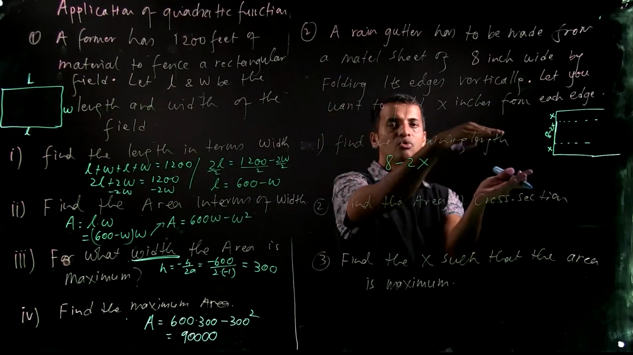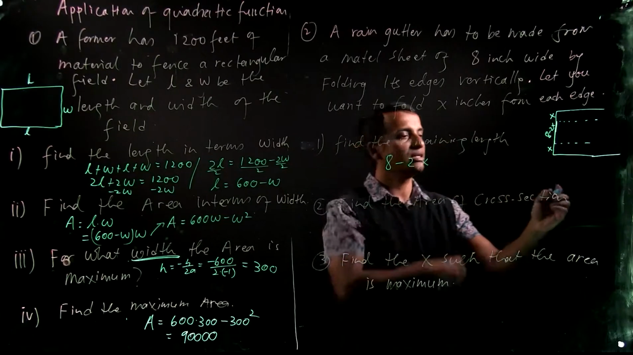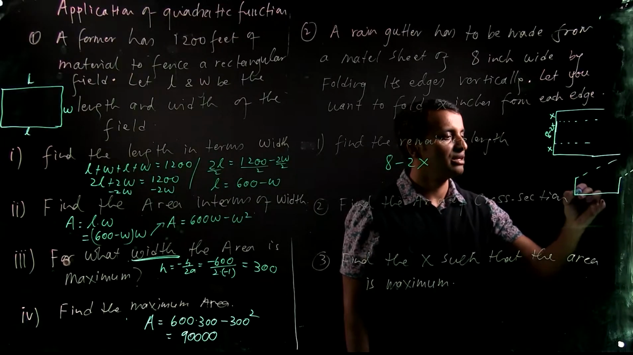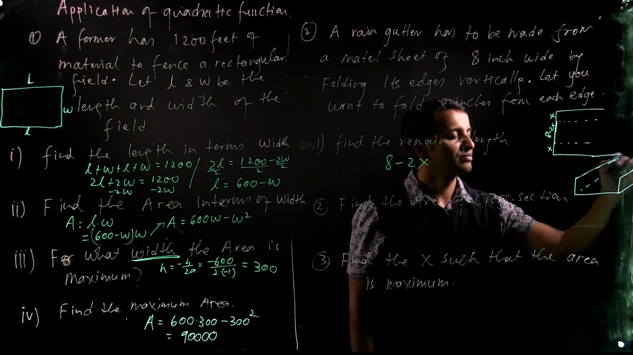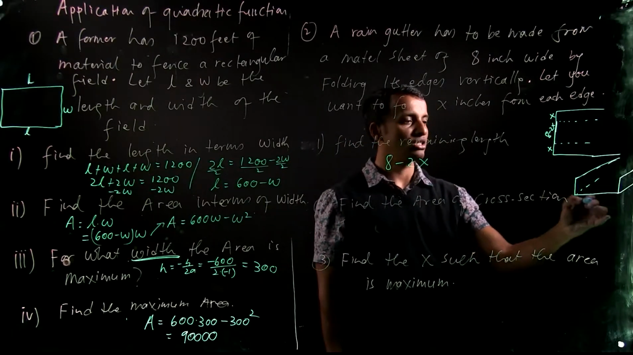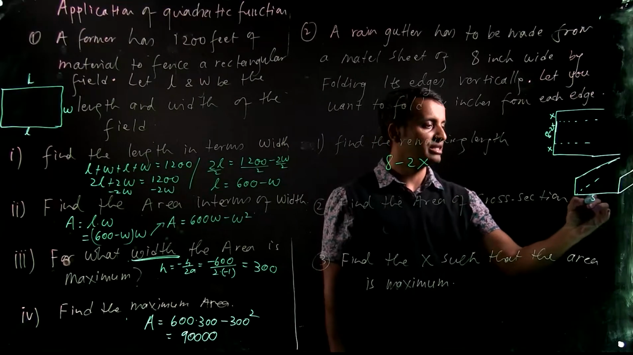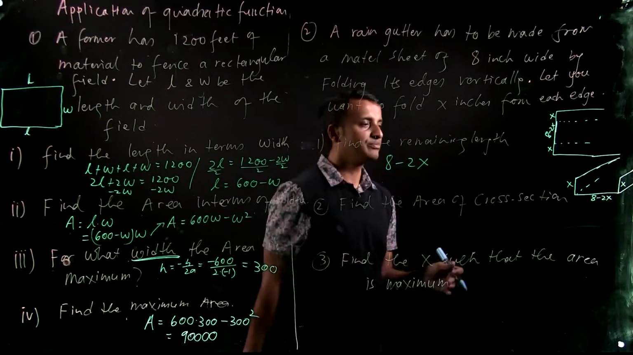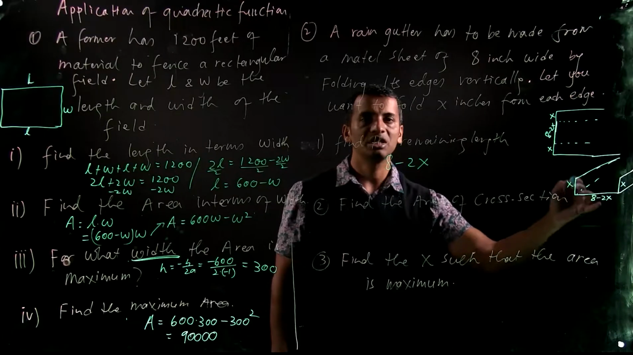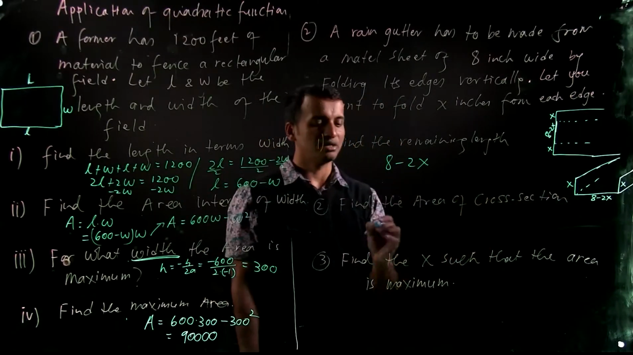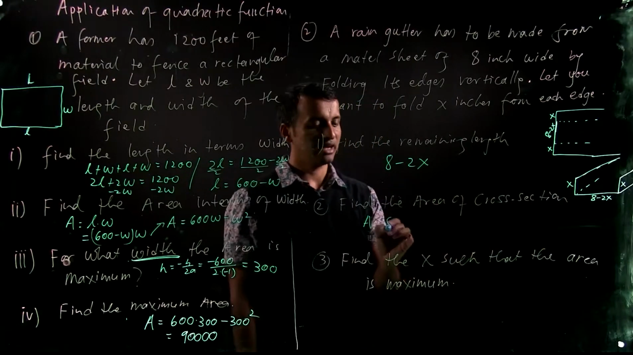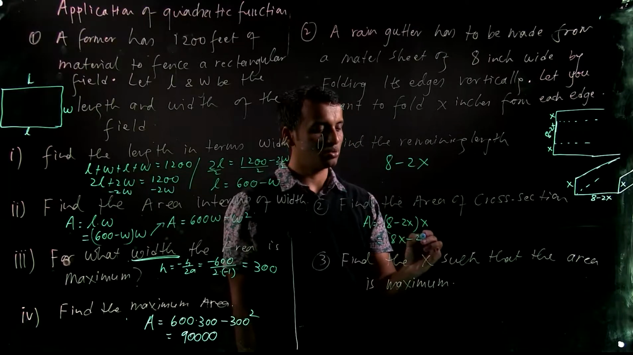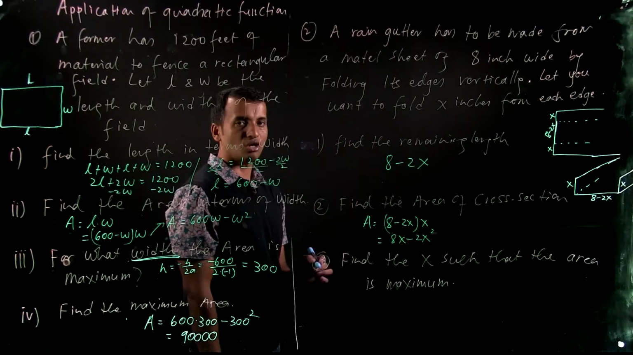Now find the area of the cross section. How does it look if you fold it and raise it? It will look like this, and it will go up. This is the cross section. The length is 8 minus 2x, and this is x, the width, or the height, it's the same thing. It is a rectangular shape again. So the area is 8 minus 2x, the length, times x, the height. This is 8x minus 2x squared. That's the area of the cross section.